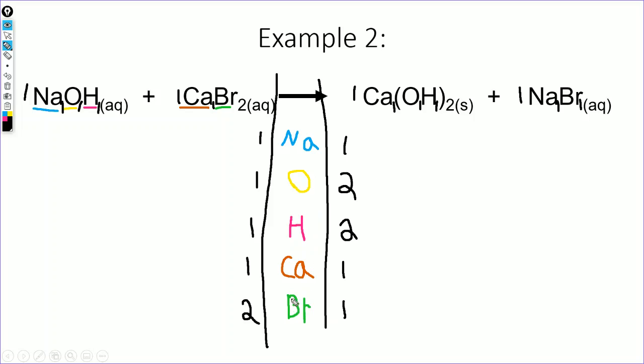A trick is to always save oxygen and hydrogen for last. It typically works out. It doesn't always work out that way. Sometimes you have to balance it first. Let's try the way that works most of the time. The higher percentage play is bromine. So let's change our bromine.